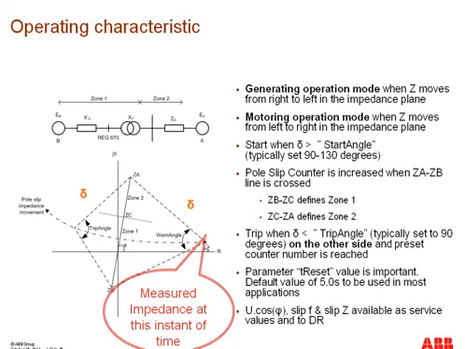One slip is counted when the locus of Z crosses between the ZA and ZB line. If it crosses between ZB and ZC, then it is considered as zone 1, and if it crosses between ZC and ZA, then it is considered as zone 2.